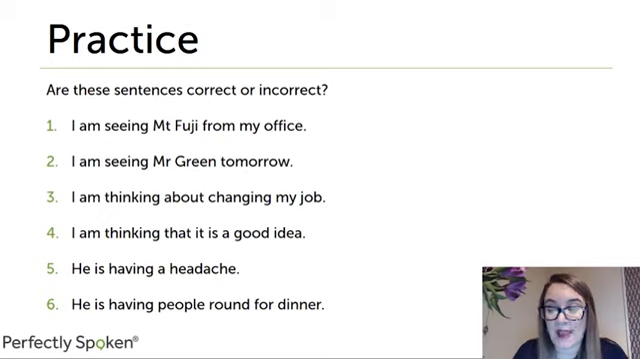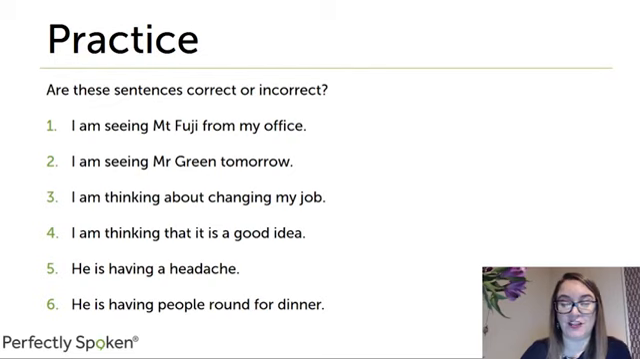So look at the pairs. 1 and 2 both use see. 3 and 4 use think. And 5 and 6 use have. Now 1 in each pair is correct and 1 is incorrect. So pause the slide and see if you can identify which is the correct version. Okay, let's have a look at our answers together.